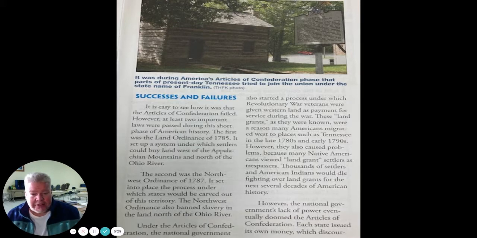These land grants, as they were known, were a reason many Americans migrated west to places such as Tennessee in the late 1780s and early 1790s. So that was another good thing. These veterans, these men who had served in the Revolutionary War, were given land as payment because, remember, the government didn't have any money. What they did have was a bunch of land. So they gave these people land, which is a good thing.